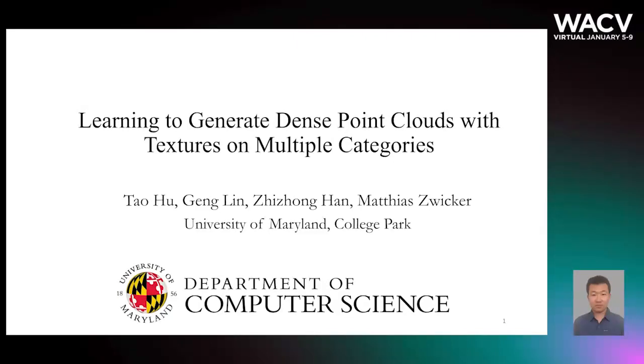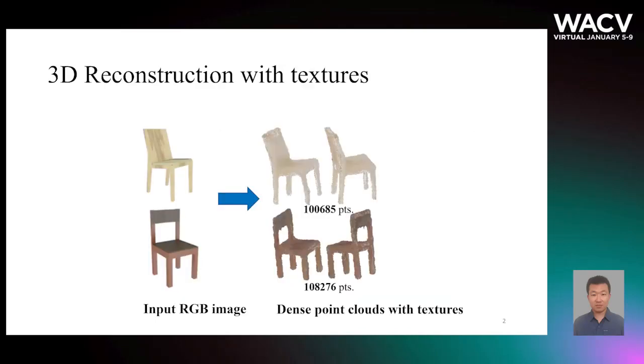We introduce our work on 3D reconstruction, learning to generate dense point clouds with textures on multiple categories. 3D reconstruction from single RGB images has been a long-standing challenge in computer vision. While recent deep learning-based techniques have made significant progress, the reconstruction of detailed geometry and texture for a large variety of object categories and complicated topology remains challenging.